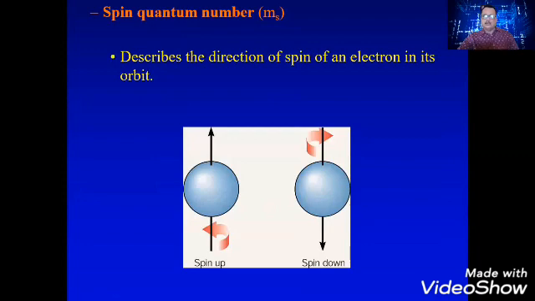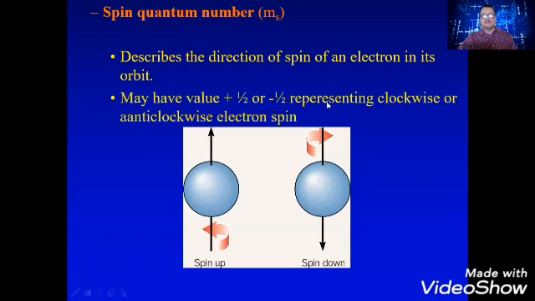The principal quantum number, represented by n, represents the energy level. The azimuthal quantum number represents the sub-energy levels. The magnetic quantum number represents the orientations of the sub-energy levels in an electric field. And the spin quantum number represents the electron spin. It may have the value plus half, or minus half, representing clockwise or anti-clockwise spin.